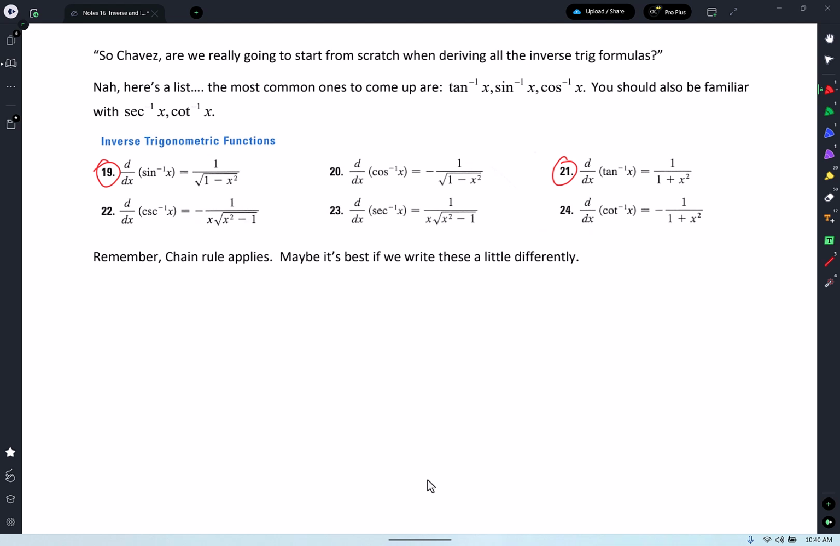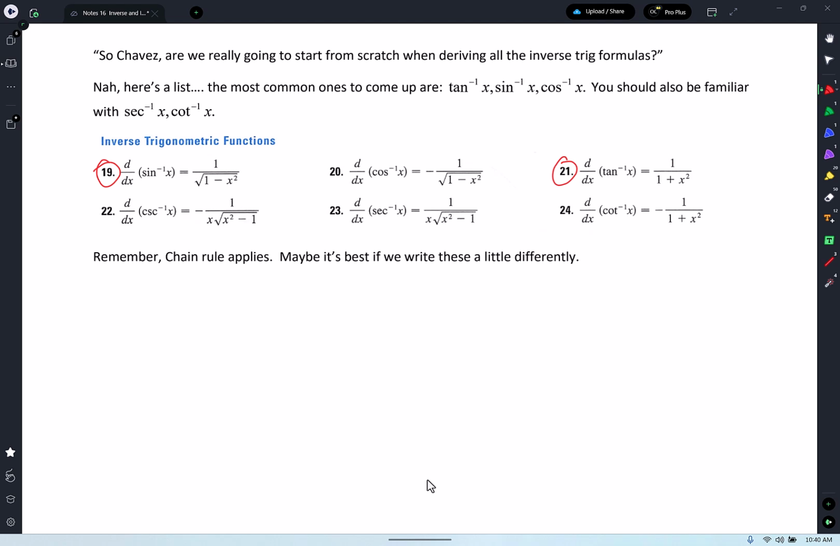Notice, look guys, here's the hack. Notice that the derivative of arc cosine is the same as the derivative of arc sine. The only difference is there's a negative in front of it. Anything that starts with the letter C, when you take a derivative, is going to be a negative. So look, arc tan, 1 over 1 plus x squared. Look at arc cotangent. Negative 1 over 1 plus x squared.